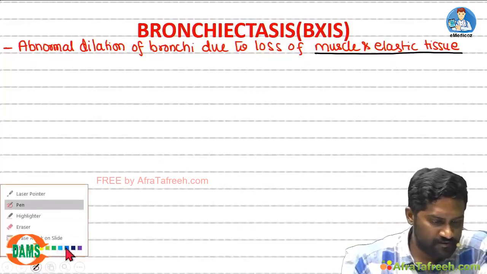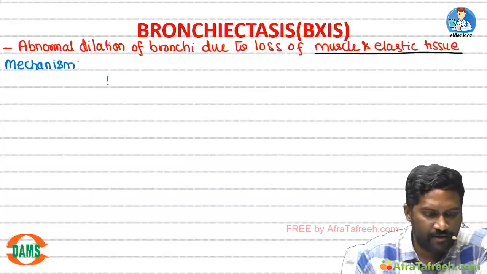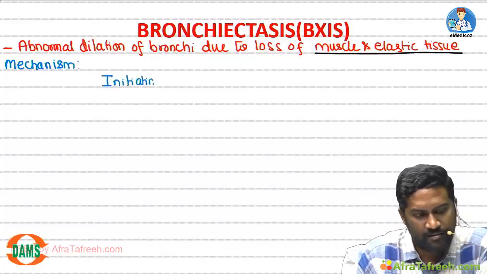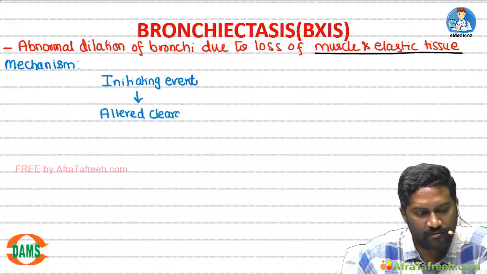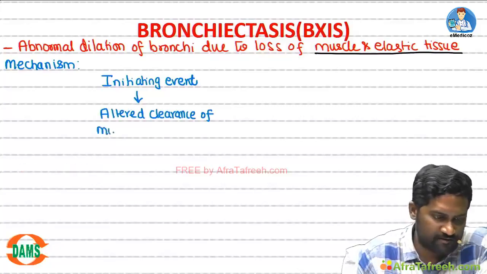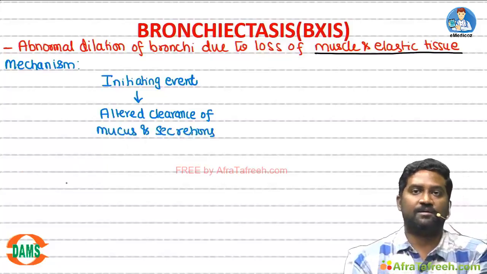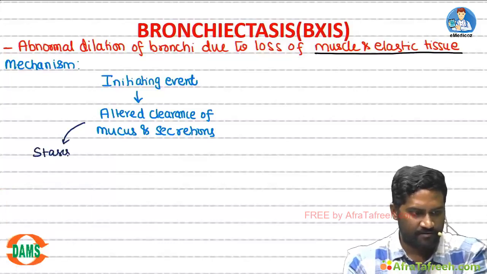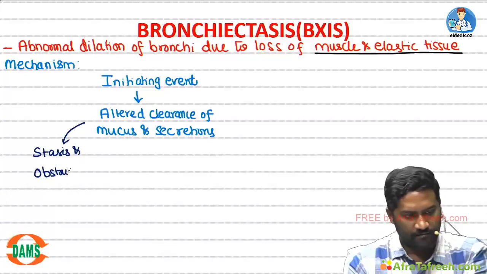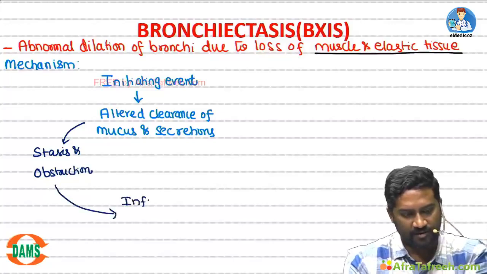Let us see what is the mechanism of bronchiectasis. There will be an initiating event. What are these initiating events? We will discuss in etiology. Because of this initiating event, there will be altered clearance of mucus and secretions. Mucus and secretions are not getting cleared from your lung. This results in stasis of secretion and obstruction. Whenever secretions are static and there is an obstruction, there will be infection.